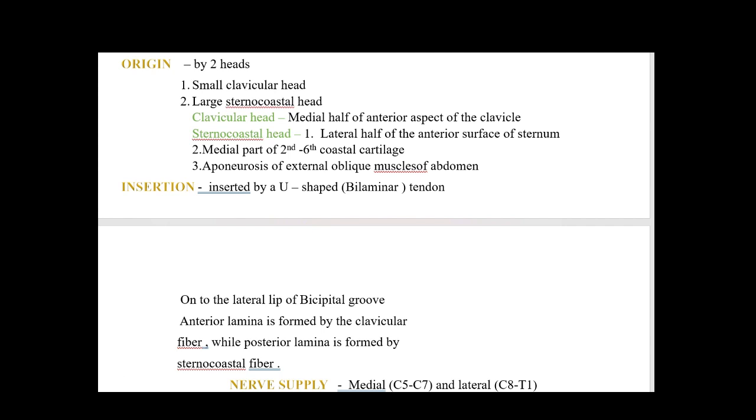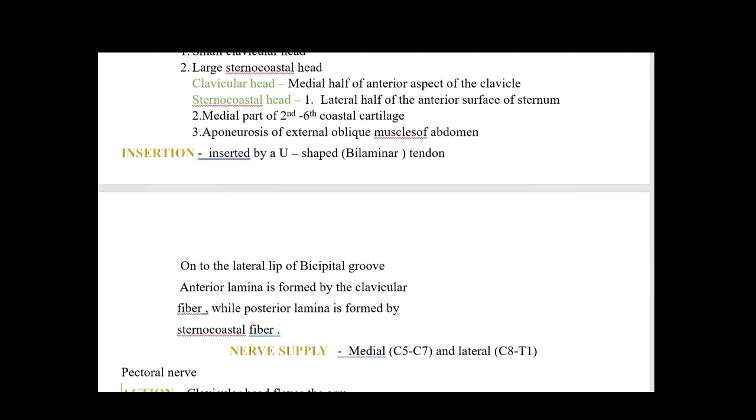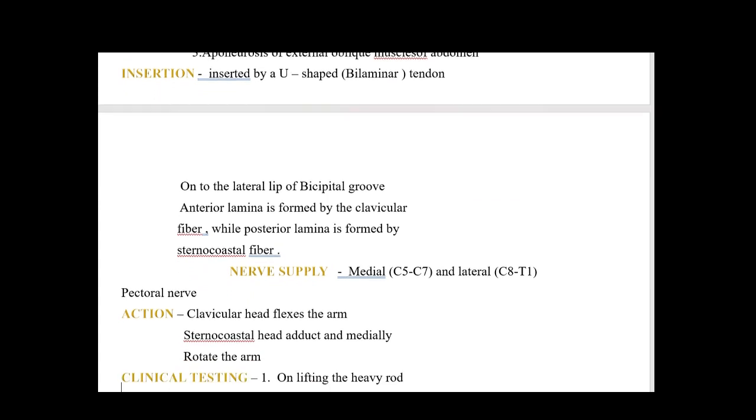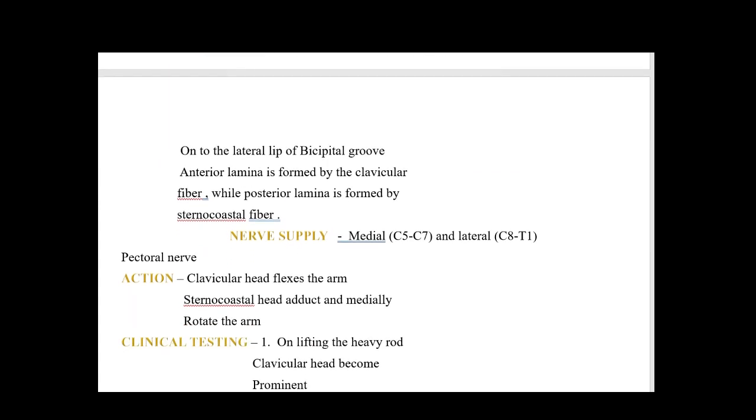It is inserted by two laminae, the anterior lamina and the posterior lamina. The anterior lamina is formed by the clavicular fibers and the posterior lamina is formed by the sternocostal fibers. Let's see its nerve supply. It is supplied by the medial and the lateral pectoral nerve. If you have studied brachial plexus, then you can better understand these nerves. The medial and lateral pectoral nerves are branches of the brachial plexus.